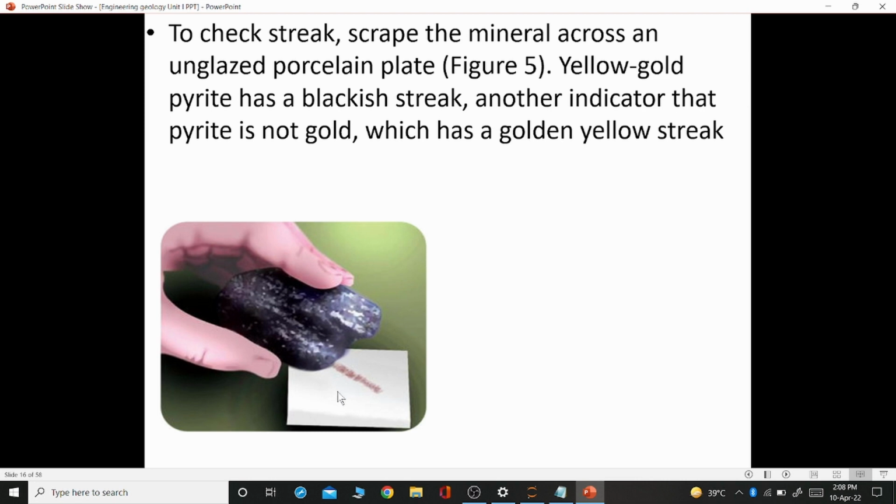So this is the streak process. To check streak, scrape the mineral across an unglazed porcelain plate. This is an unglazed porcelain plate and we are scraping the mineral against it. Yellow pyrite has a blackish streak. Another indicator that pyrite is not gold, which has a golden yellow streak.